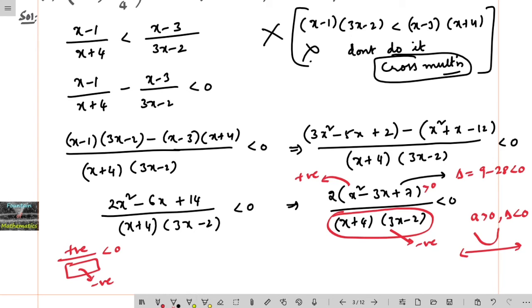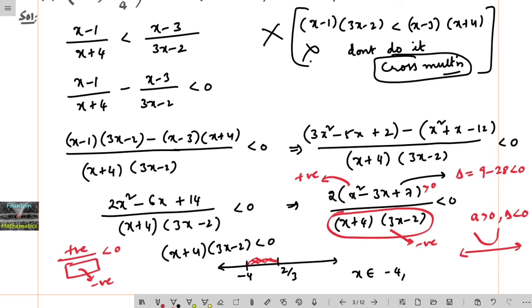So that means here (x plus 4) into (3x minus 2) must be less than 0. And by taking its factors, the zeros we can consider 2 upon 3, and here it is minus 4. So we can write minus 4 and here 2 upon 3. Since it is less than 0, the solution will be lying between. So we can say that the answer will be x belongs to (minus 4, 2 by 3).